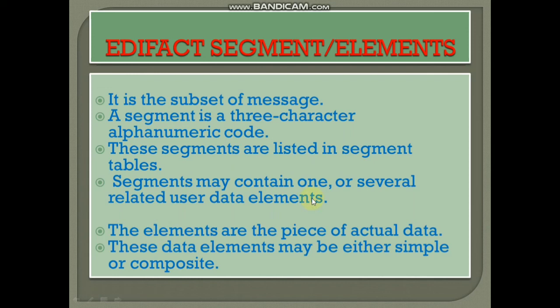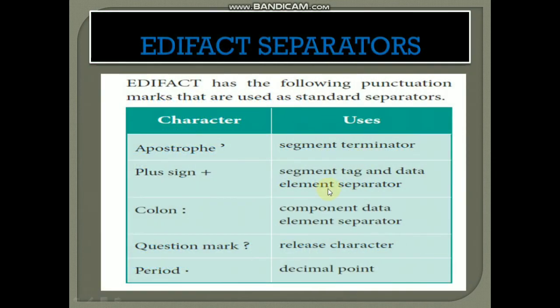Then the next is the EDIFACT data elements. Elements are the piece of actual data. These data elements may be either simple or composite. Then the last one is EDIFACT separators. You have punctuations included in it. They are apostrophe, plus, colon, question mark, and a dot.